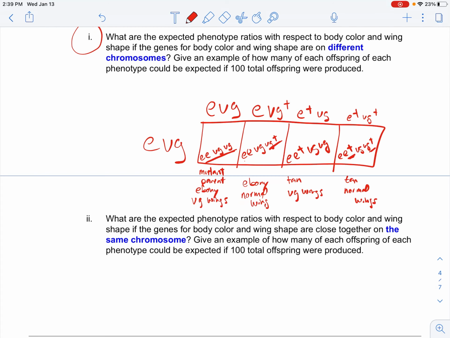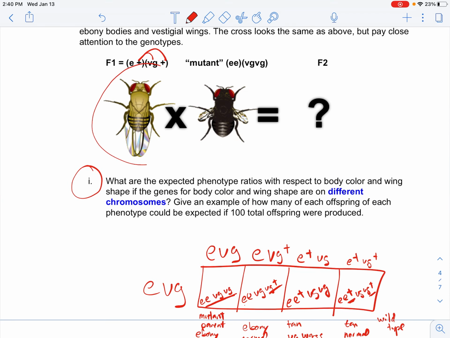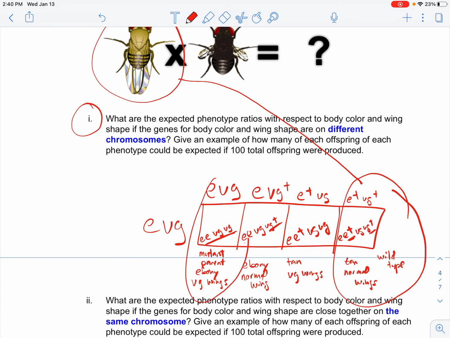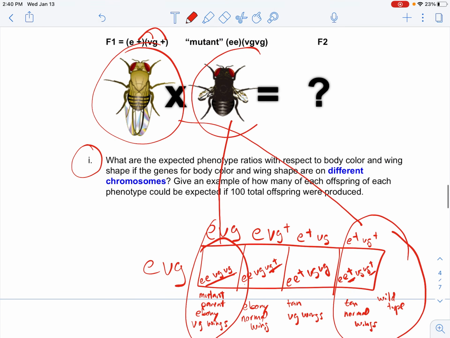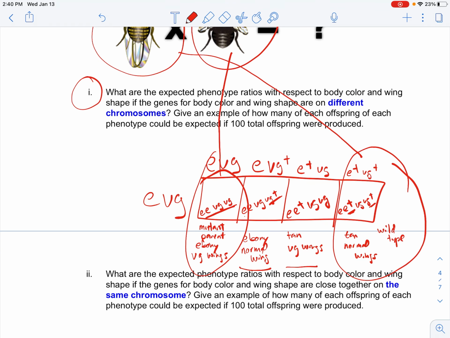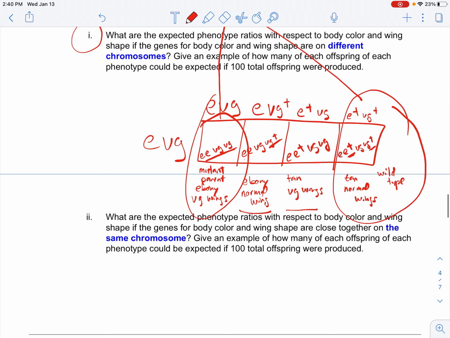So that'd be a 25% chance. And this one looks like the normal parent, the wild type parent. That one looks like that one, and those look like it, and then this one looks like this one. So you get 25% looking like each of the different parents, but you also get these recombinant phenotypes if they're on different chromosomes. But remember, if they're on the same chromosome, I'm not going to run the whole cross again.